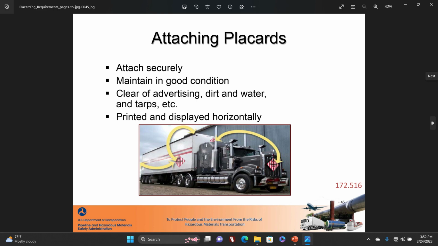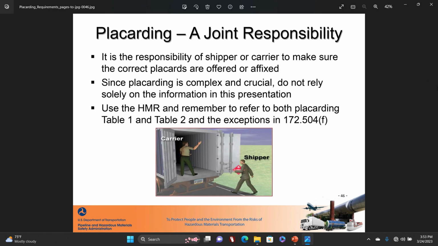Attaching placards, they must be attached securely, maintaining good condition, clear of advertising, dirt, water, and tarps. They cannot have stuff over top of them or messing up the view of them. They're to display a hazard. They have to be printed and displayed horizontally. Placarding is a joint responsibility. It is the responsibility of the shipper or carrier to make sure the correct placards are offered or affixed. Since placarding is complex and crucial, do not rely solely on the information in this presentation.